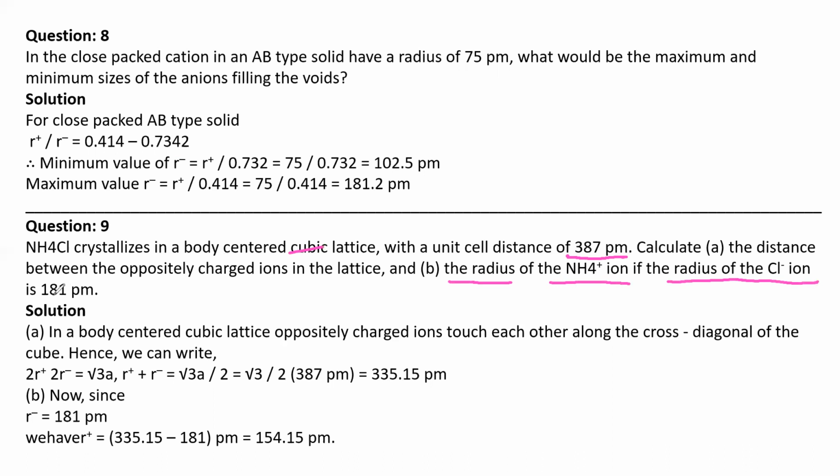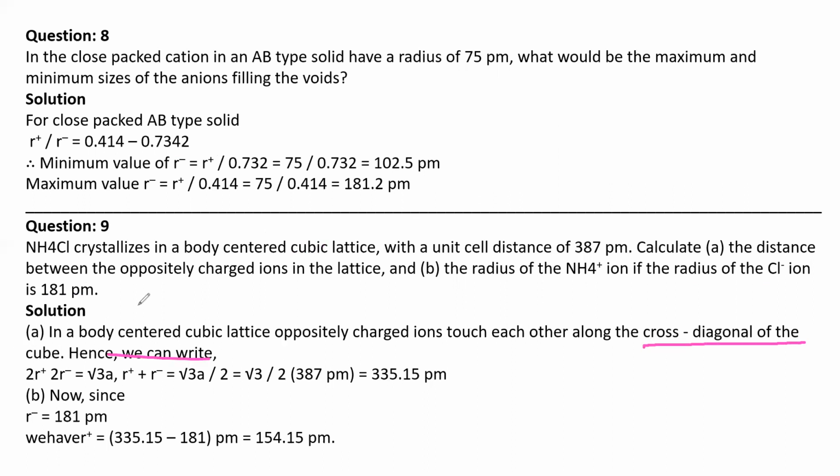Now, finding the solution. How to calculate the distance between the oppositely charged ions? In a body-centered cubic lattice, oppositely charged ions touch each other along the cross diagonal of the cube. This you underline: cross diagonal of the cube. So they touch each other along the cross diagonal of the cube. This we got from experimental study.